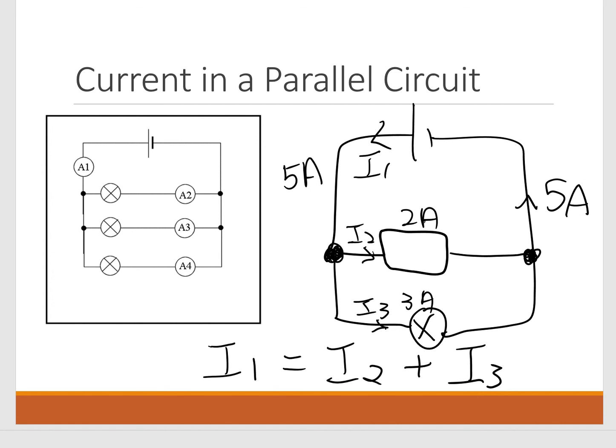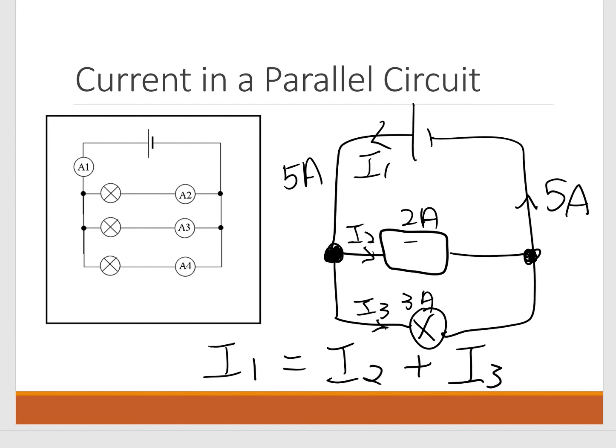So in a parallel circuit, the current that enters a junction is the same as the current that comes out from it. Or you can say the current in all the branches, when you add them together, is equal to the current that enters this branch.